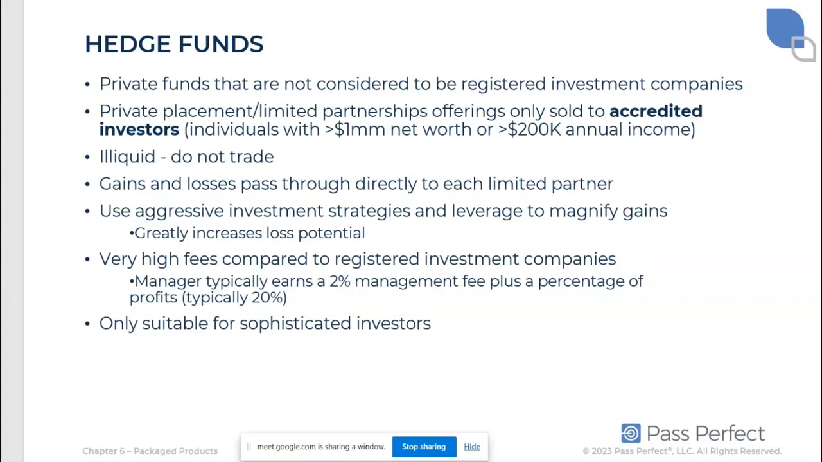As a limited partnership, limited partners can only sell their shares with permission from the general partner. And even if they got permission, who are they going to sell it to? There are no limited partnership exchanges, so it's going to be extremely difficult to sell. Because they're structured as private placements, though, gains and losses pass directly to each limited partner. The gains these investments make, minus the losses, each one gets their share.